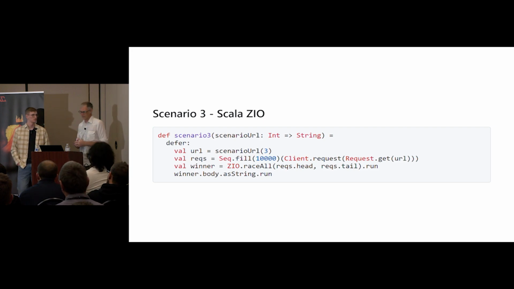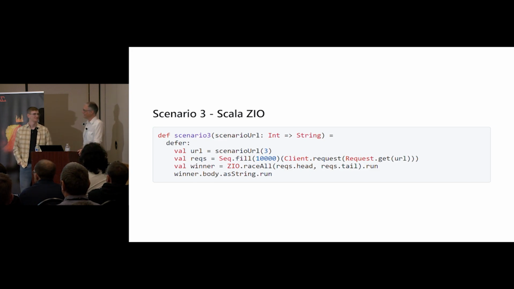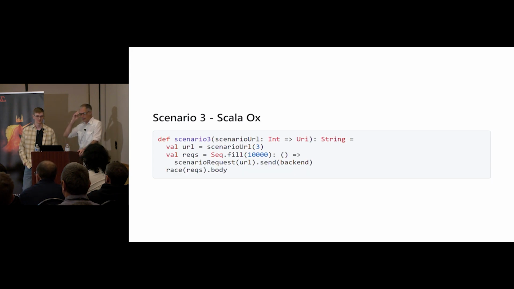I think I did have to turn off the Zio HTTP connection pool in order to actually get it to make the 10,000 concurrent requests and keep all of those open. But that was pretty straightforward. Yeah, anything else to add on the Zio one? Okay. Moving on to aux.